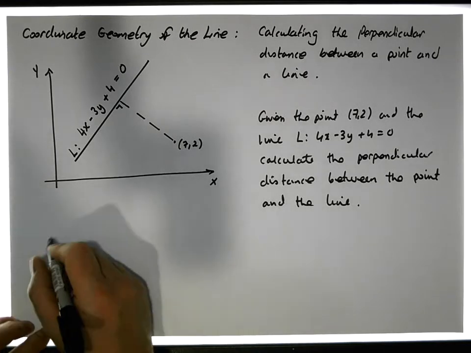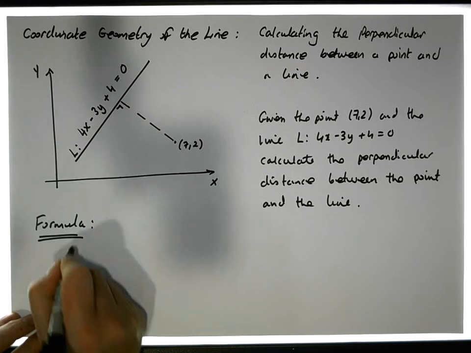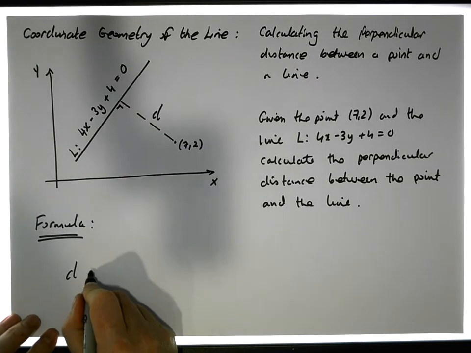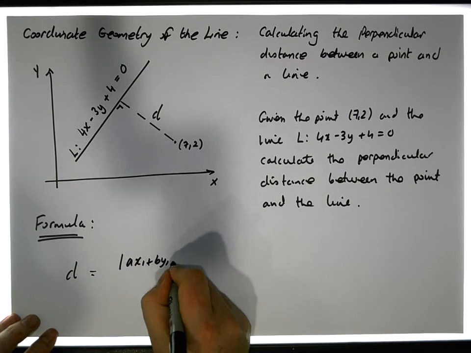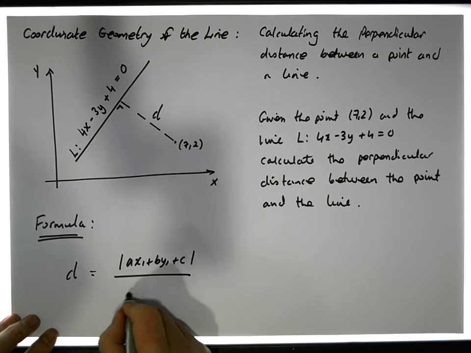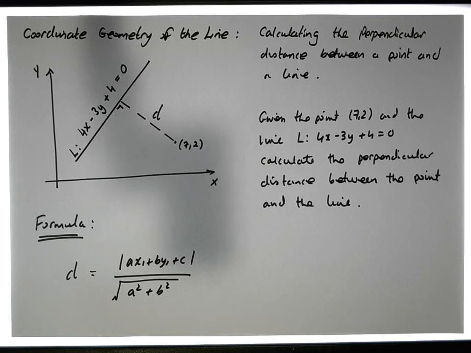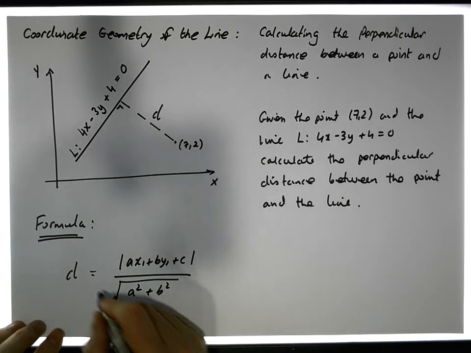The formula, which is really straightforward, says that this distance d is simply equal to the absolute value of ax1 plus by1 plus c, divided by the square root of a squared plus b squared. So all we need to know are the coefficients a, b, and c, the coefficients of the line.